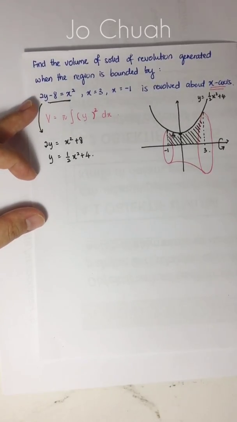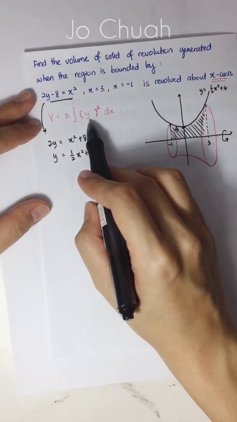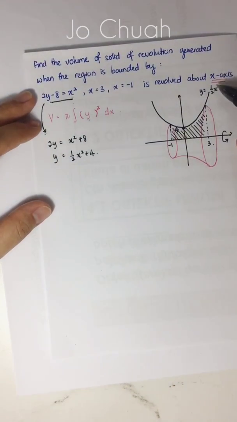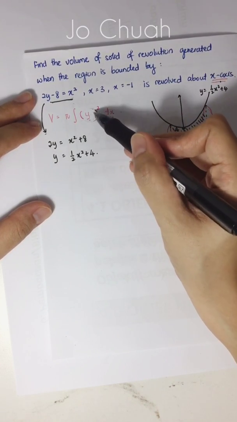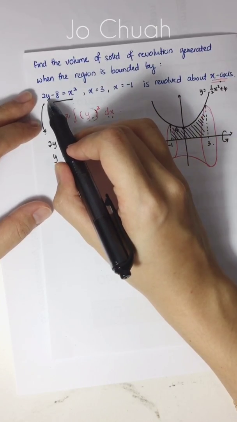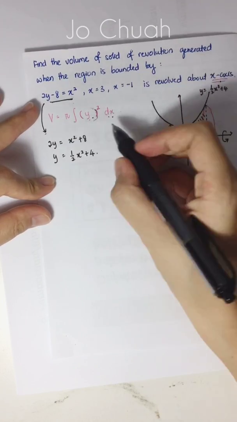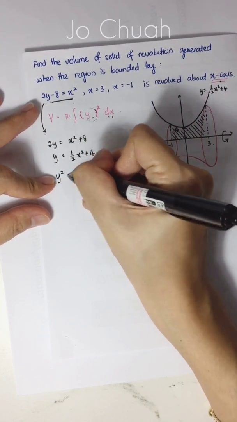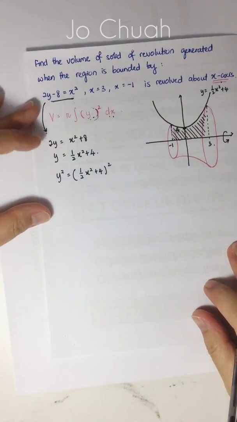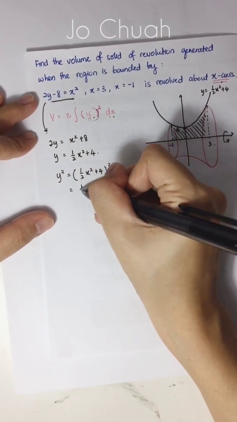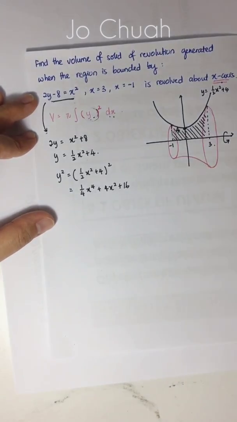So let's get started. If you were to use this equation straight away, it's not gonna fulfill what I said just now. So for you to revolve about x-axis, you're gonna use dx, and here you're gonna have y in terms of x, which means you have to change it into y in terms of x first, like this. So the formula is y squared, right? So you're gonna expand all this into this one. Alright, so this is gonna be (1/4)x⁴ + 4x² + 16.